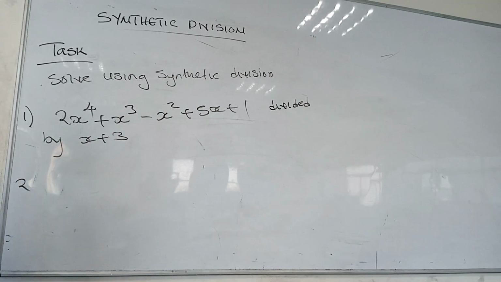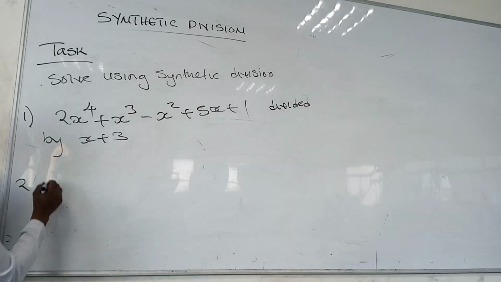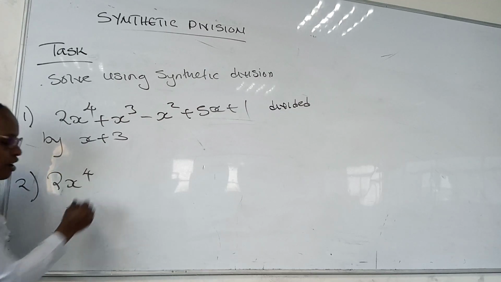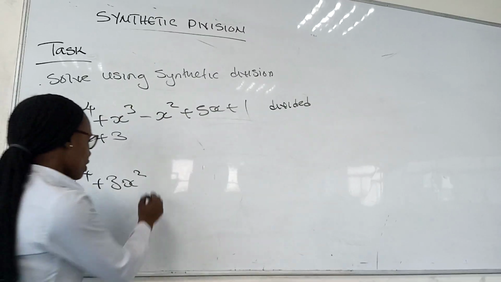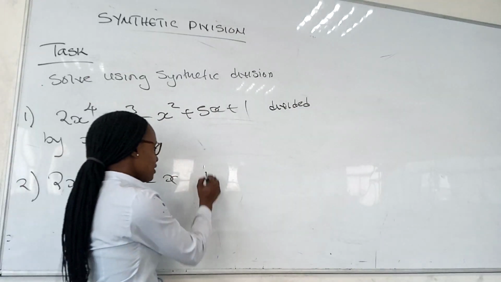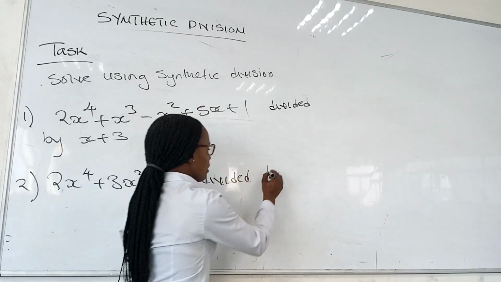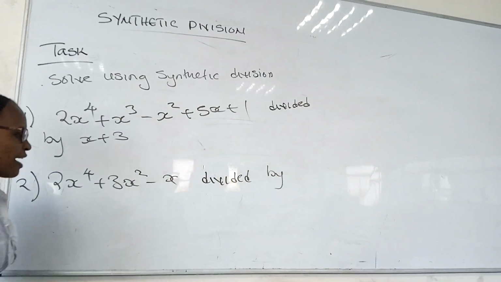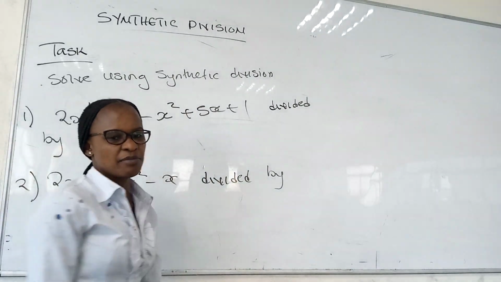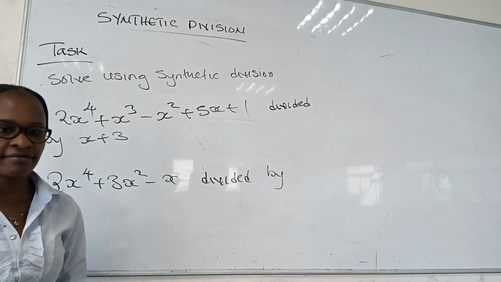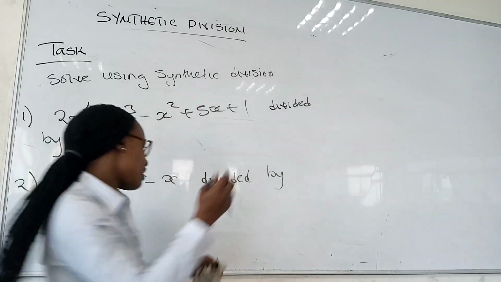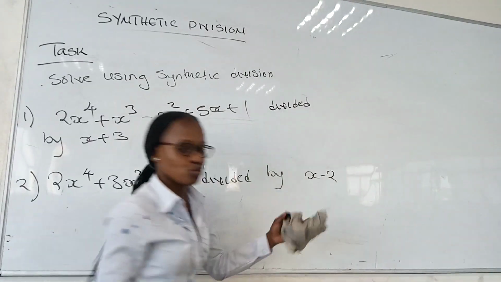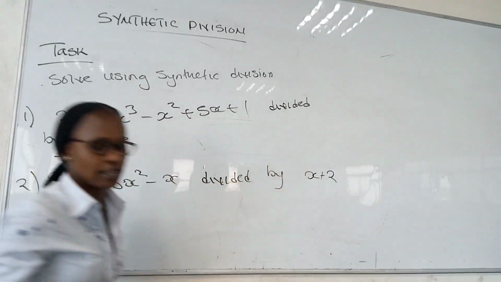Then the second one is also a simple one, which is 2x to the power 4 plus 3x to the power 2 minus x, divided by, which one should we use? Okay, maybe by x minus 2. So you try out this one. Okay, so let's say plus 2.